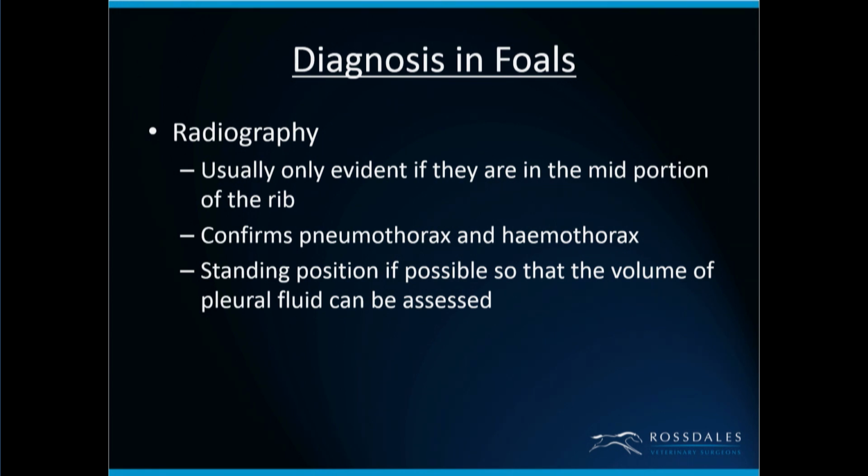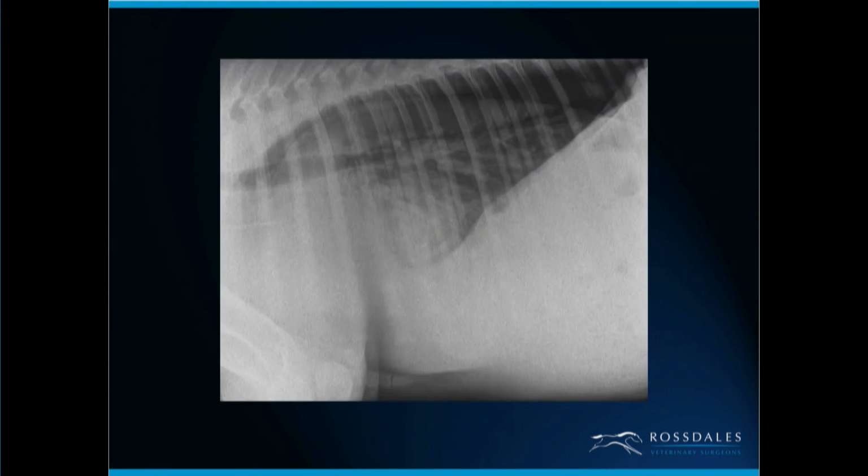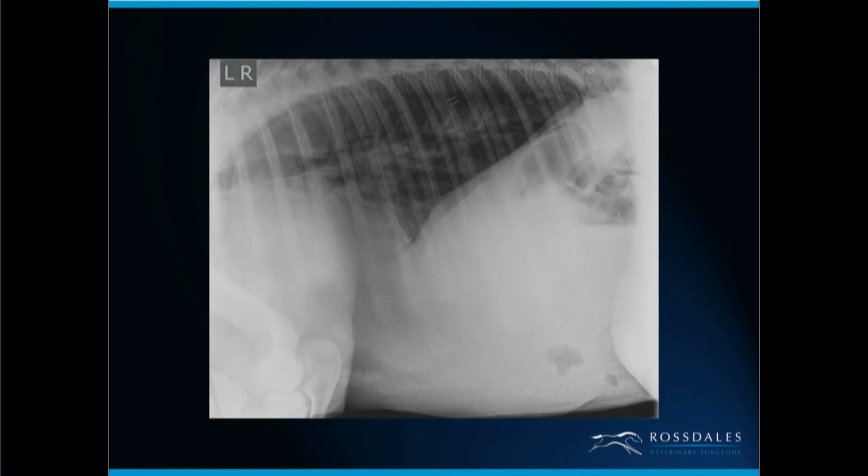So this foal here presented, I think it was at 6 days of age, had been on a farm, and it was known that it had some rib fractures and was being managed conservatively. 6 days later, it presented with tachypnea. When it was admitted to the hospital, you can see there's a large area of pneumothorax here, and this is the image of the same foal following removal of the chest drain after it was treated.